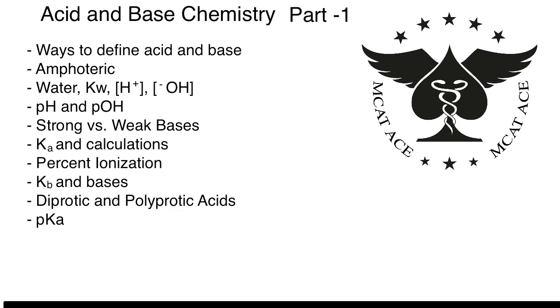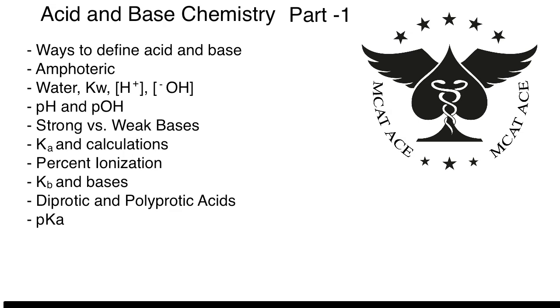So let's take a look at what we're going to talk about today in part one. So we will first define acids and bases. There's multiple ways that we can do this, and we'll talk about the different definitions. We're going to discuss what it means to be amphoteric, which is a term related to acid-base chemistry. And in particular, with relation to being amphoteric, we will have a discussion about water, which is an amphoteric substance.